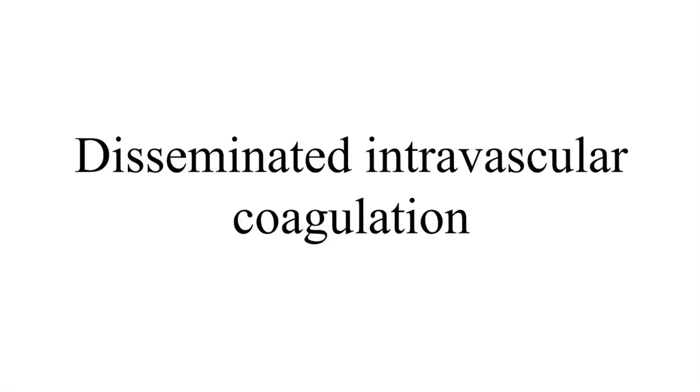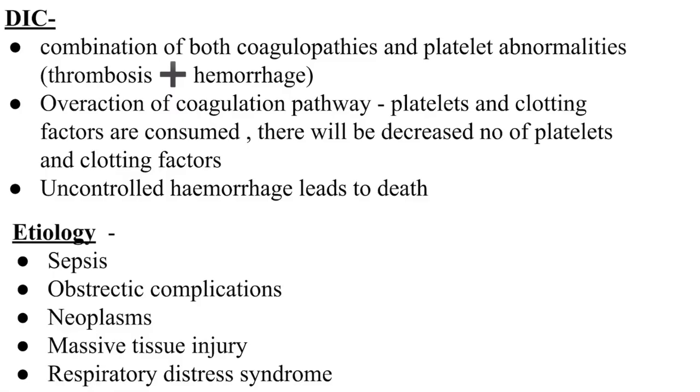In this video, we'll talk about disseminated intravascular coagulation. It is a combination of both coagulopathies and platelet abnormalities. So here we'll see thrombosis. That means there will be unwanted, excessive clot formation, and also hemorrhage, bleeding.